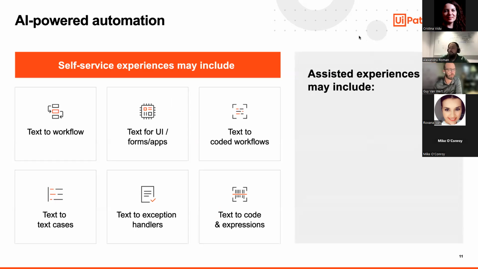Some examples of the self-service are the text to workflow, which you're going to see today, where anyone can build an automation from scratch without the need to have a previous experience. Other examples are the ability to generate forms using text or paper forms. Some other examples are around generating test cases or coded workflows.